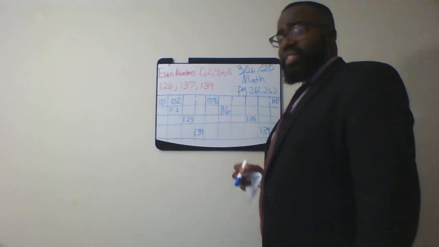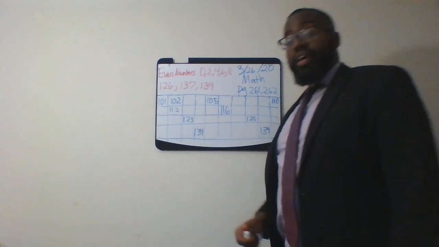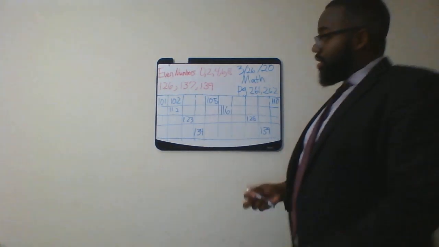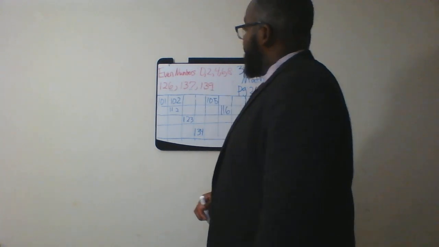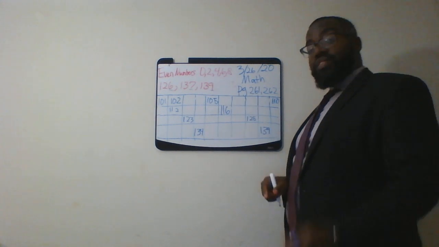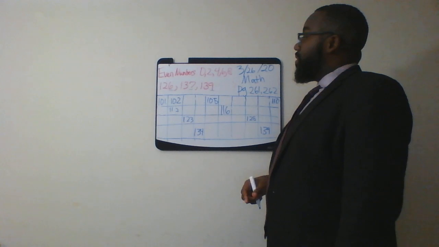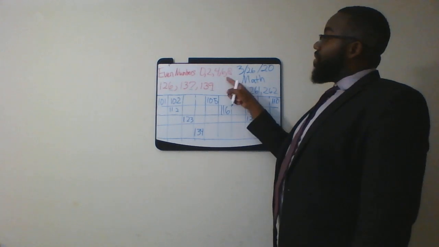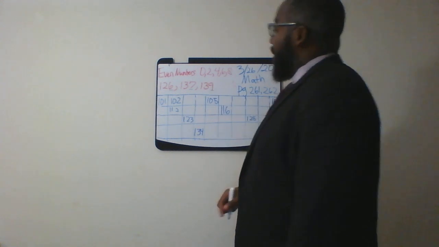I wrote a few more examples on the board. 126, 137, and 139. So like I say, look at the number in the ones place. 6. Do you see that up here? That's correct. So that's an even number. What about 7? 137. Notice the 7 is not up there, so that's an odd number. And let's look at 139.